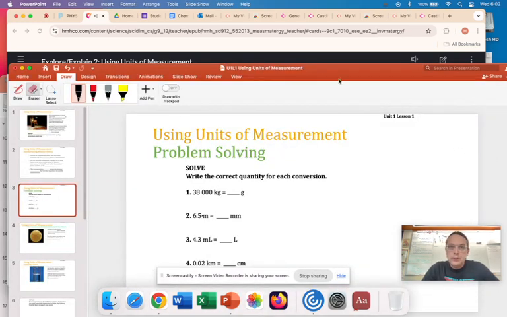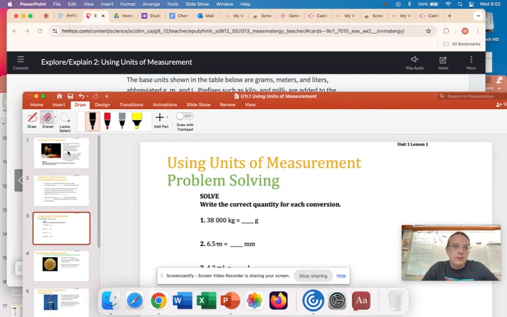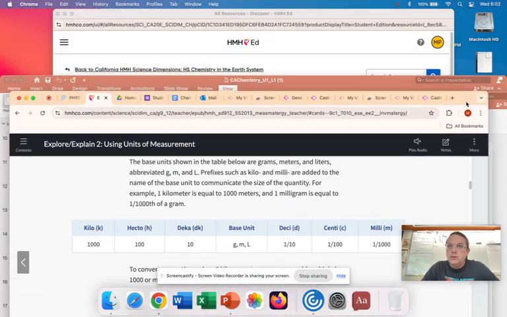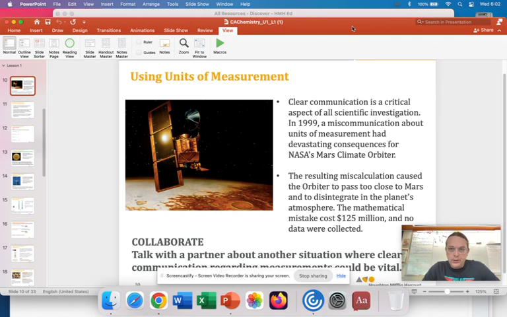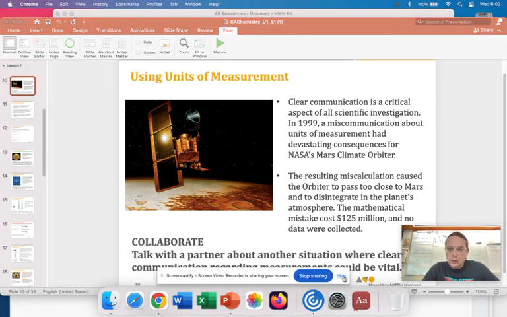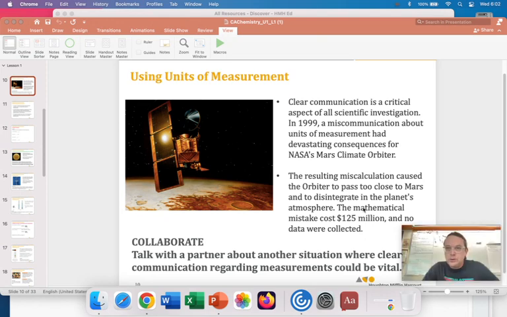Okay, this video is going to cover part one of using units of measurement. Please complete your closed notes while you watch the video. You can just pause it when you need to. And here we go. So, using units of measurements is important.